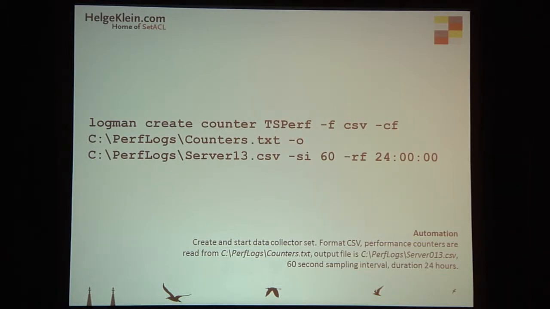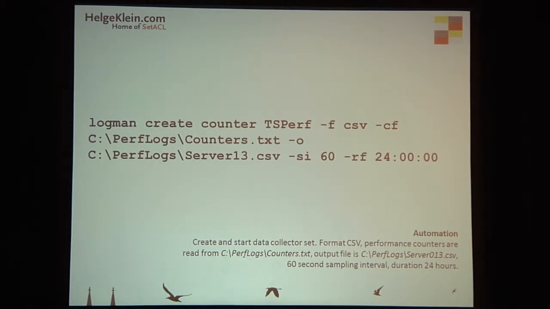Sorry, mistake on my part. Read the counters to process from that text file, counters.txt, and write the output to one server13.csv file. Now, sample interval at every 60 seconds. So take one snapshot every 60 seconds and write the current data to the output file, and run for 24 hours. Now, that's pretty nice. It saves me from clicking in perfmon on this one specific server, server 13.